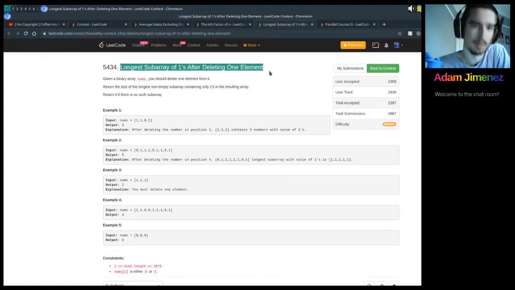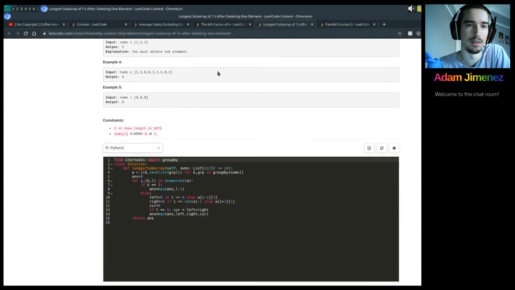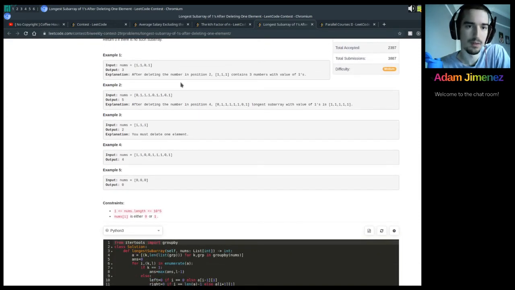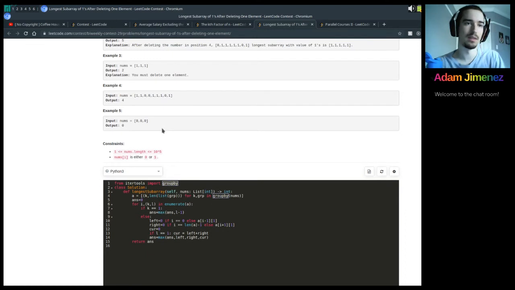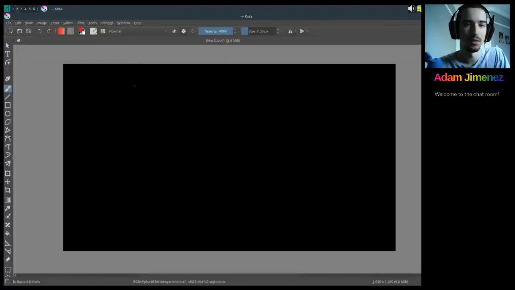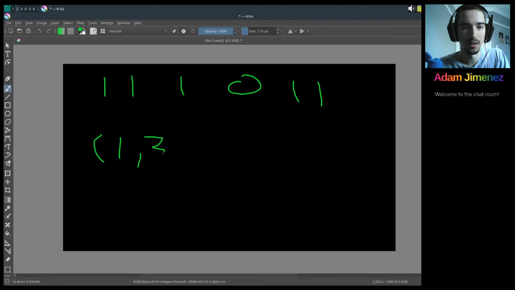Okay, longest subarray of ones after deleting one element. So here, using the function groupby in itertools, you can group similar values together. So it's easier to compare groups of 1 and 0. So what I mean by grouping together, let's say you have 1, 1, 1, 0, 0, 1, 1. What this is gonna do is transform this into the key and the length. So here we have 3 ones. Here we have 2 zeros.